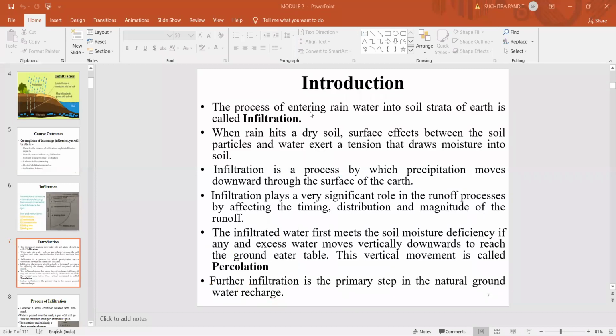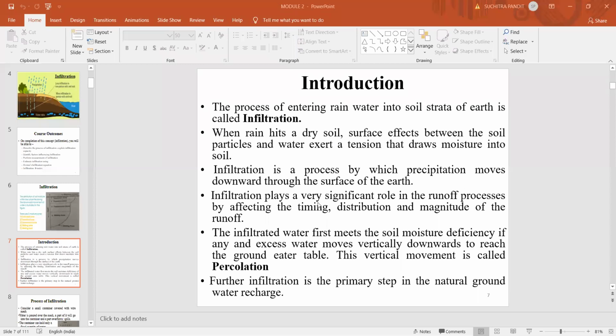Now the process of infiltration: the process of entering rainwater into the soil strata of the earth is called infiltration. When the rain hits a dry soil, surface effects between the soil particles and water exert a tension that draws moisture into the soil. If the top layer of the soil is pervious, then the rate of infiltration will be very high. So infiltration is a process by which precipitation moves downwards through the surface of the earth.